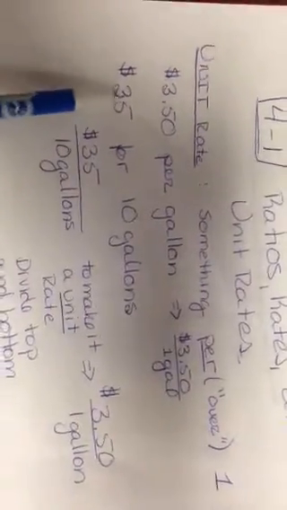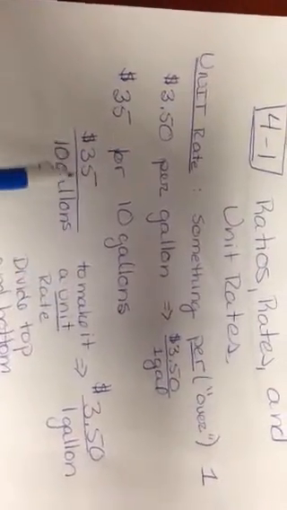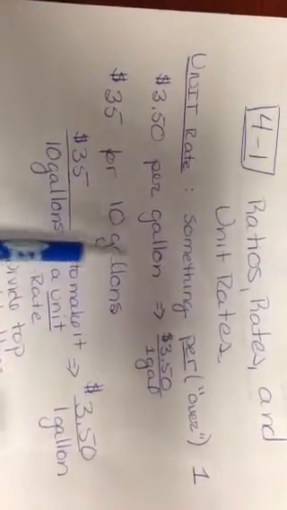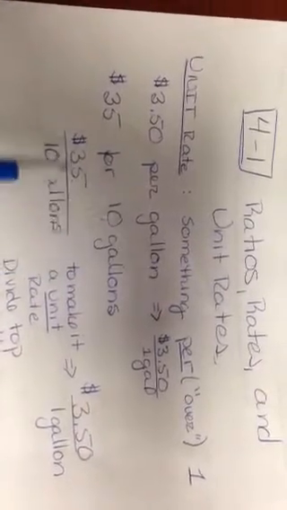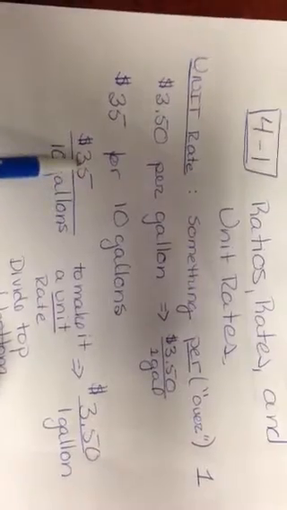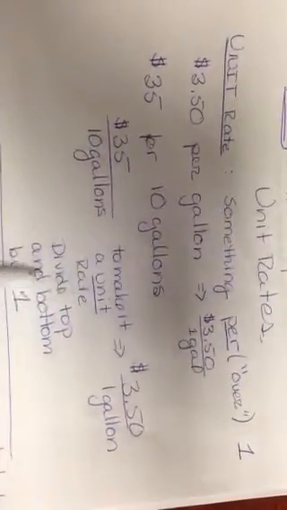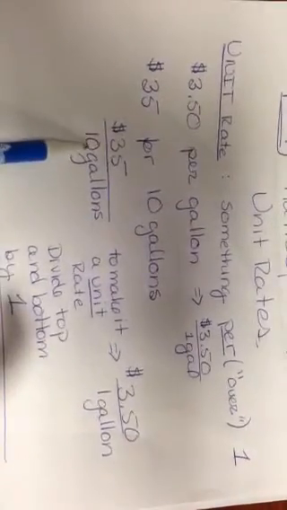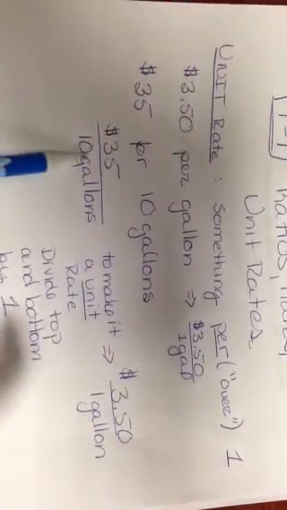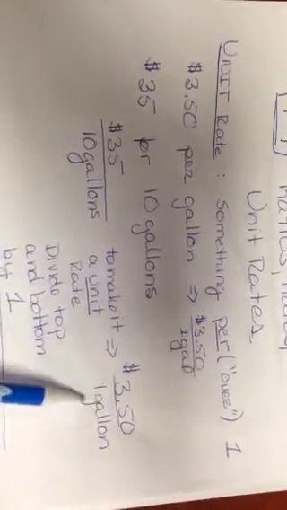But if we look over here, if I spend $35 for 10 gallons of gas, I could figure out the unit price, the unit rate, which would be the same as here. And how do we figure that out? We put the amount that it was, $35, over the total number of gallons, 10. To make it a unit rate, we're going to divide both the top and the bottom by 10, because I want this number here to be 1. So I divide here by 10, I divide there by 10, I get $3.50 per gallon.